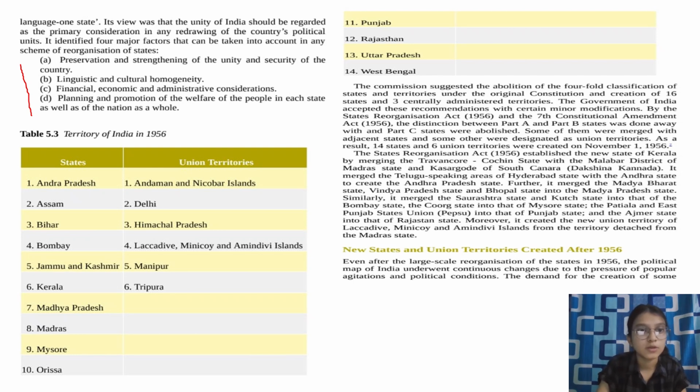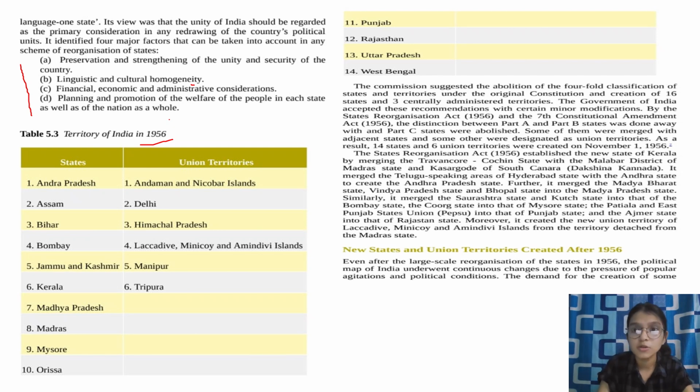So these are the points that have been given: preservation and strengthening of the unity and security of the country, linguistic and cultural homogeneity, financial, economic, and administrative consideration, planning and promotion of the welfare of the people in states as well as of the Union nation as a whole. So these are the kind of points given by the Federal Commission. Then we have in 1956 the states, that is Andhra Pradesh, Assam, Bihar, Bombay, and these are the Union territories. So these are the changes that have been seen in the reorganization of states.